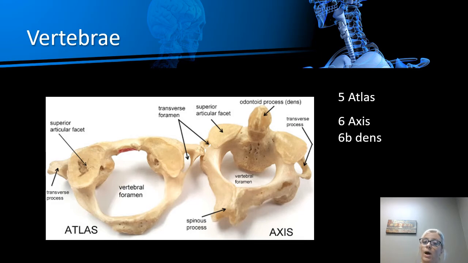Here we have C1 and C2, the atlas and the axis. The way I keep them straight is that the axis has this little portion on it called the dens that serves as a point of rotation for the atlas. So it's the center axis, and the atlas is able to rotate on it. These are C1 and C2, atlas and axis, and they're pretty distinctive, and you do need to be able to identify them just by looking at them. You can see they are very different from the rest of the vertebrae.